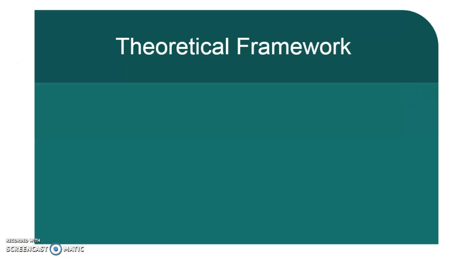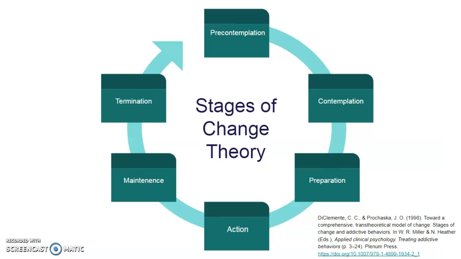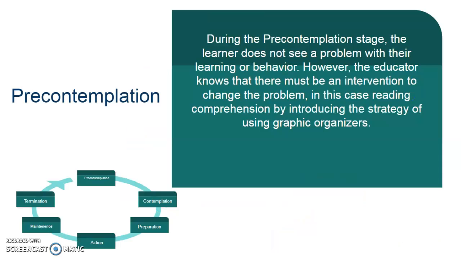So moving on to my theoretical framework, I chose the transtheoretical model, or stages of change theory. There are 6 stages that the learner goes through. Each stage assesses a learner's willingness to change and ultimately form a positive habit, in my case using graphic organizers to comprehend a text. The first stage is pre-contemplation. The learner does not see a problem, but the educator knows there has to be some sort of intervention to change their problem, in my case reading comprehension, by introducing the strategy of graphic organizers.